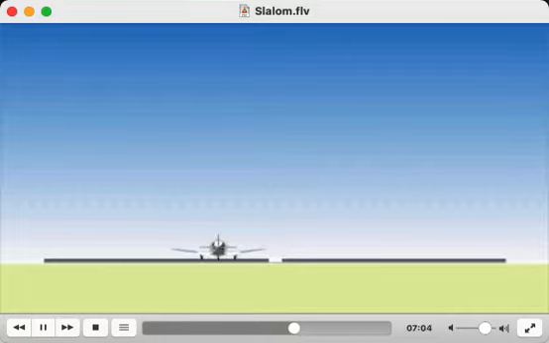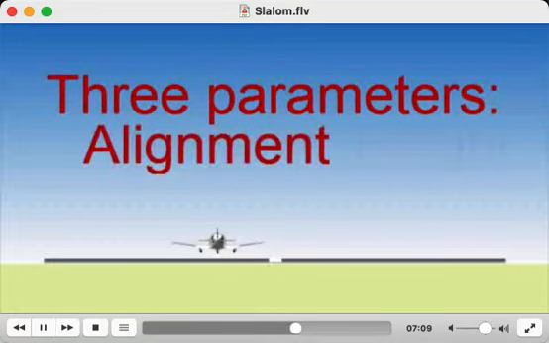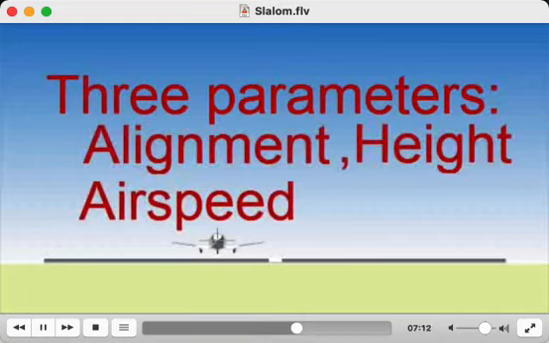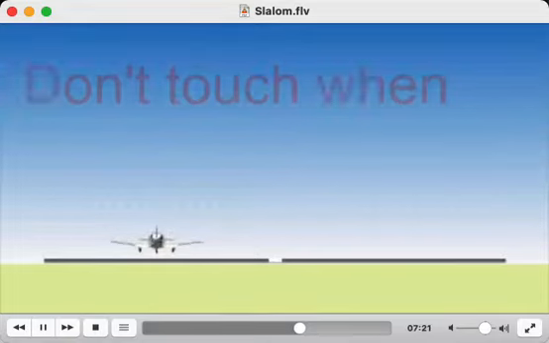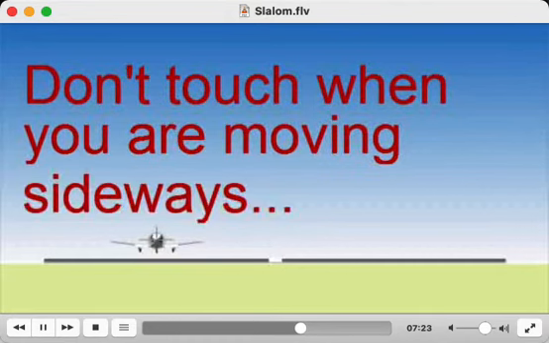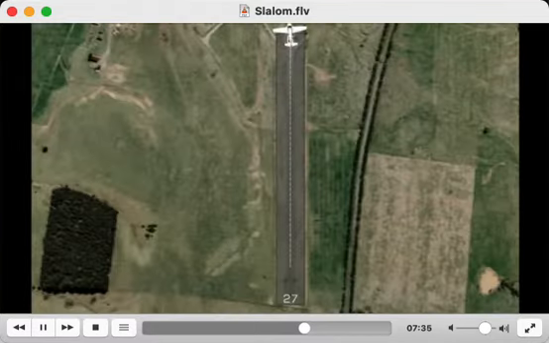Start slowly. Remember, you are juggling 3 parameters: runway alignment, height above the runway, and airspeed as you move laterally. Of course, you will touch the runway a few times at first. Don't berate yourself when it happens. You don't want to touch when you're moving sideways. It can be hard on the gear, but if you're moving sideways slowly enough, it's okay. Repeat until you near the departure end of the runway. Then add power and do the usual go around.